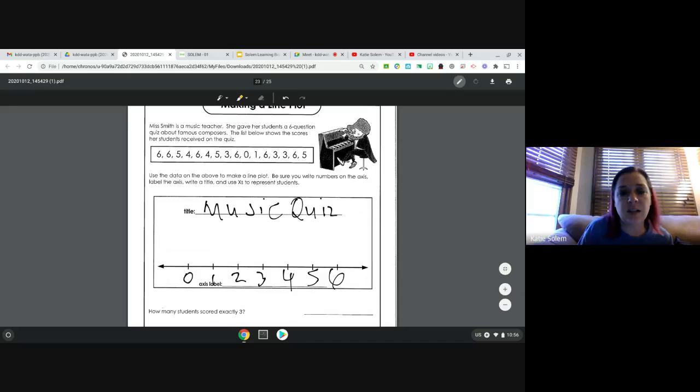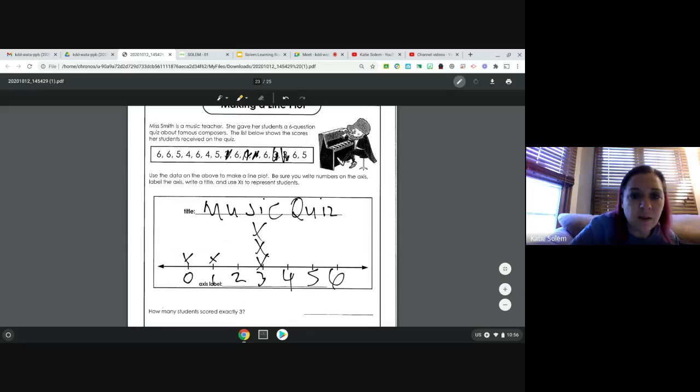And then we just need to count. Okay, how many kids got 0? Okay, 1. Just 1. So I'm just going to put 1 X. Okay, how many kids got 1? Just 1. Anyone get 2? Nobody got 2, so I'm going to leave that blank and go to 3. Let's see here. I have 1, 2, 3, and so on. So you'll do the rest for that.